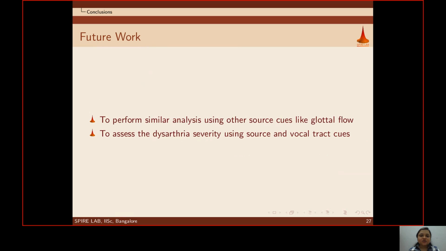So throughout the discussion, we talked about the behavior of the source component in general. The experiments are restricted to the F0 attribute only. Similar analysis needs to be carried out in future using other source cues like glottal flow. Another interesting future direction would be to assess the dysarthria severity using source and vocal tract cues. That's all about our paper.